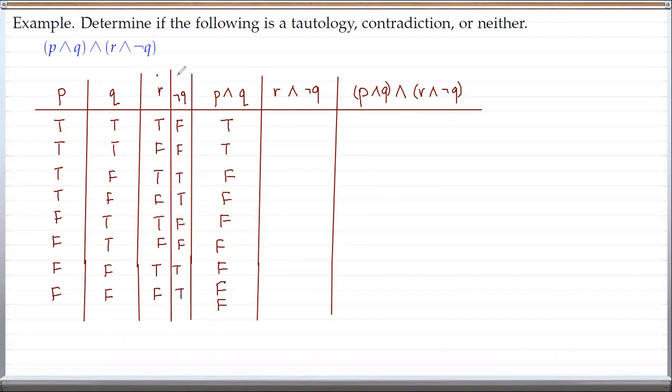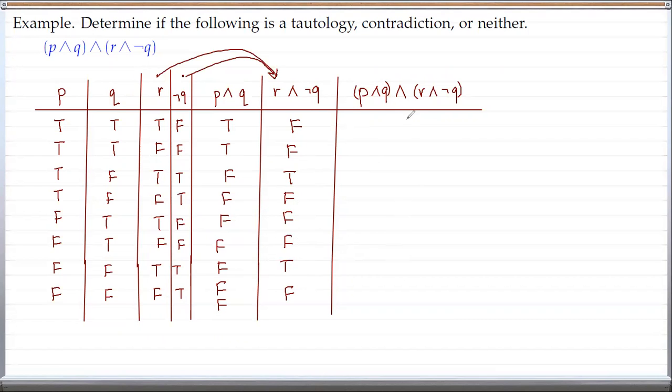Now we are ready to find R and not Q. So we are just looking at these two columns, R and not Q. True and false is false. False and false is false. True and true is true. False and true is false. True and false is false. False and false is false. True and true is true. False and true is false. So we got all truth values for this column.